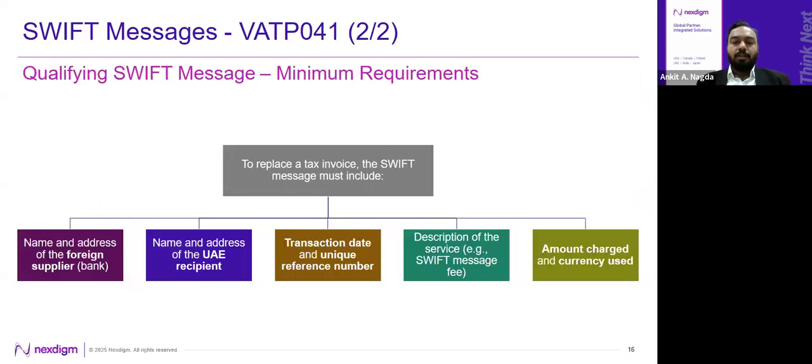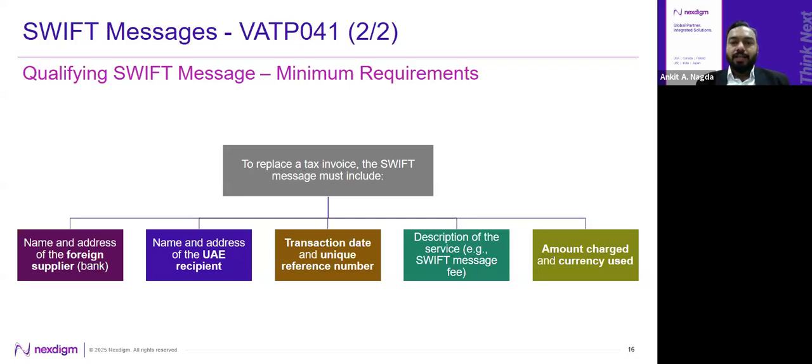So here the Swift message should specifically contain these details which have been mentioned here. That is, the name and address of the foreign bank or the foreign supplier should be mentioned, the recipient's name and address, the transaction date and the unique reference date, and the description stating that this is the fee charged for a Swift message, and the amount charged and the currency used.